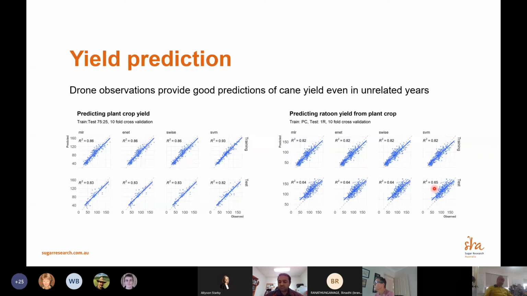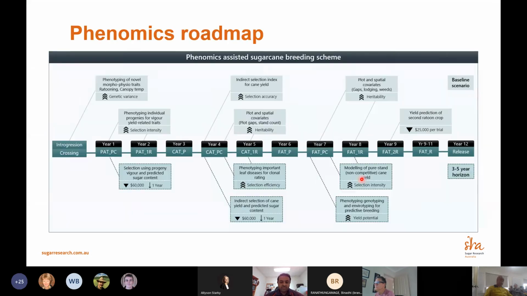accuracy of 0.65. So what this means is that we could save a bunch of money and also time by not harvesting the ratoon crops, successive ratoon crops, and by just predicting their yield based on the indirect traits. And because the crops are growing on the same plot across different years, we can have some good statistical methods to make the predictions, or machine learning techniques to make the predictions.